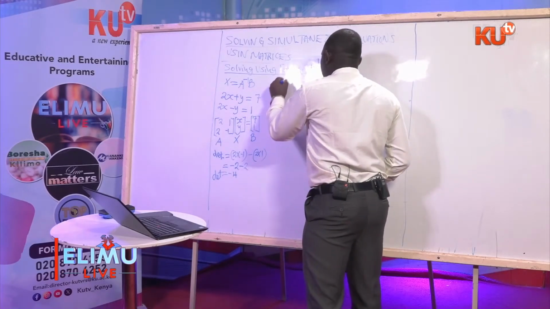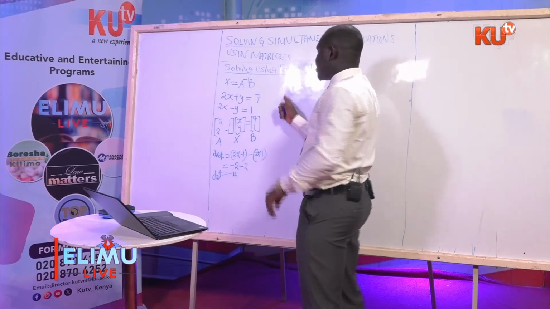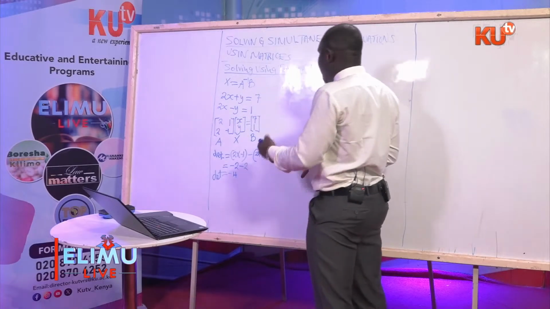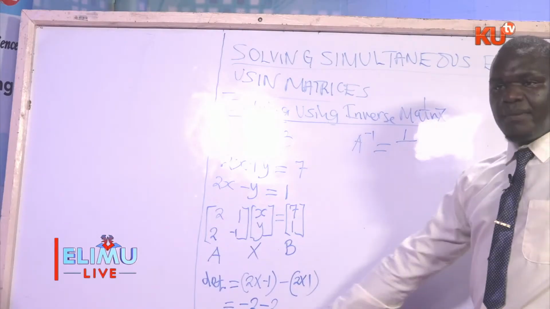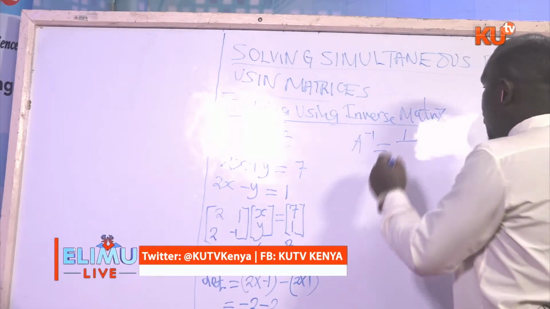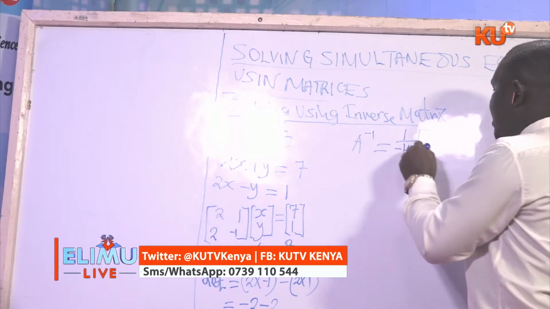A inverse, the inverse of a matrix, is simply obtained by taking 1 over the determinant. What is our determinant? We've gotten it as negative 4. So 1 over negative 4. You multiply it.